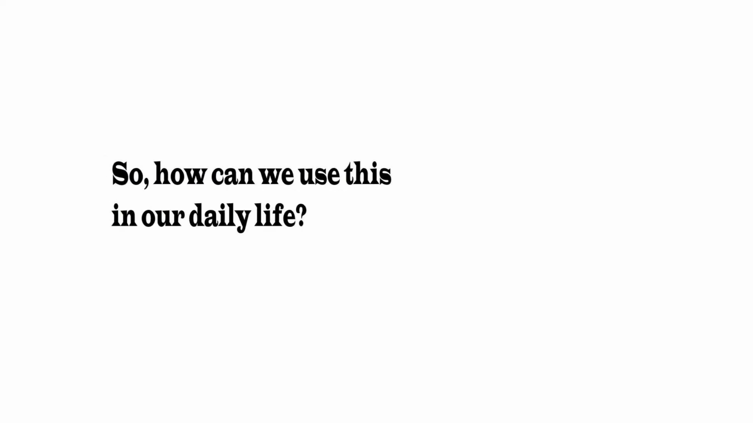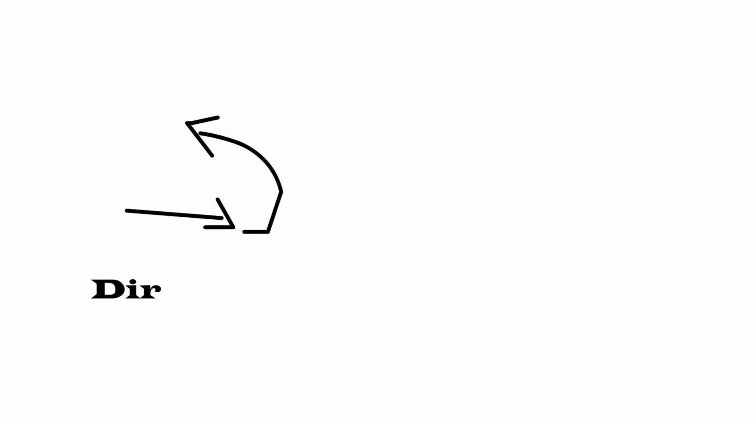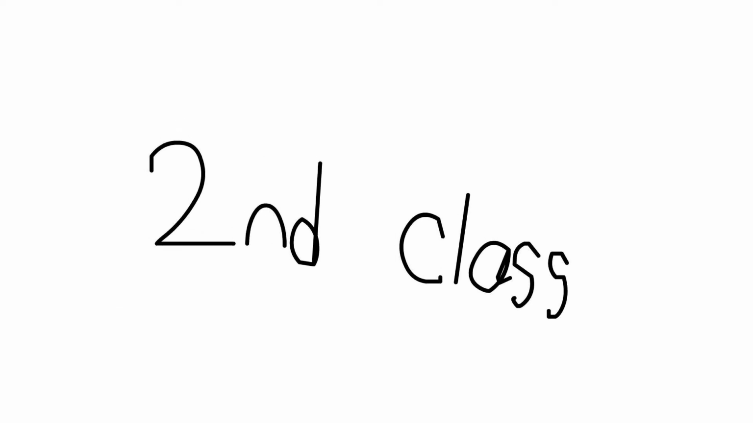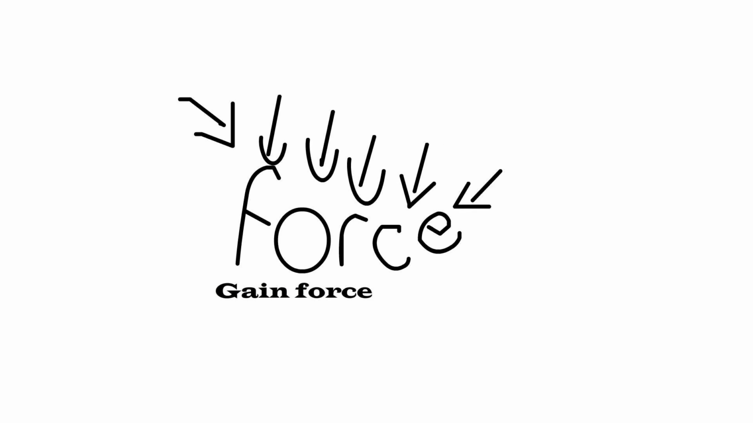So, what are their functions in our daily lives? Well, a first class lever is able to change the direction of where the load is heading towards. A second class lever is able to make the load gain more force than usual. And finally, a third class lever is able to make the load gain more speed from less force.